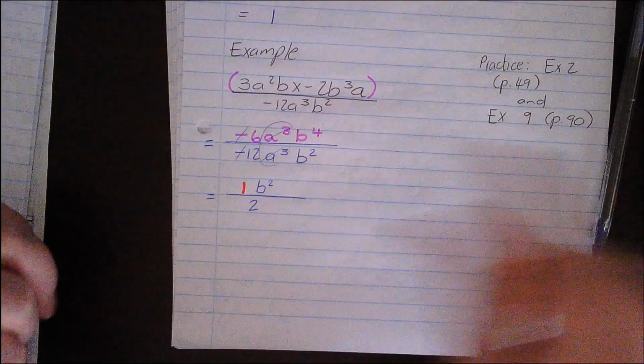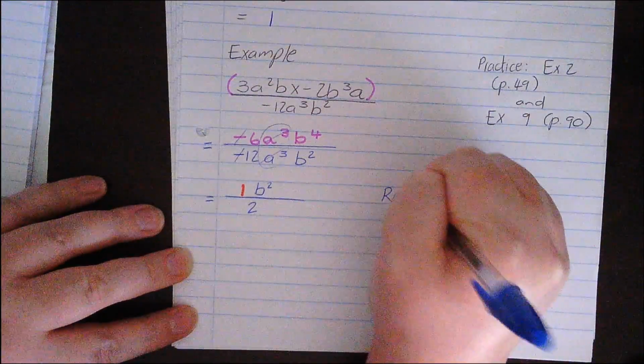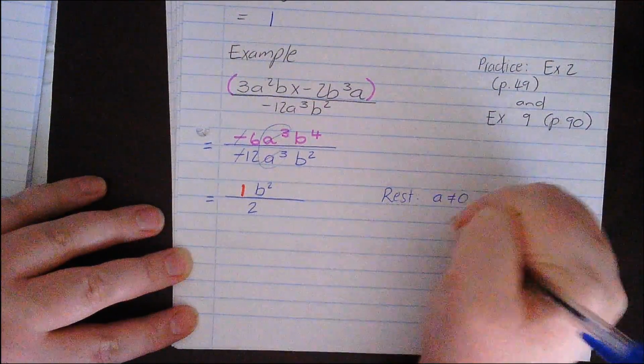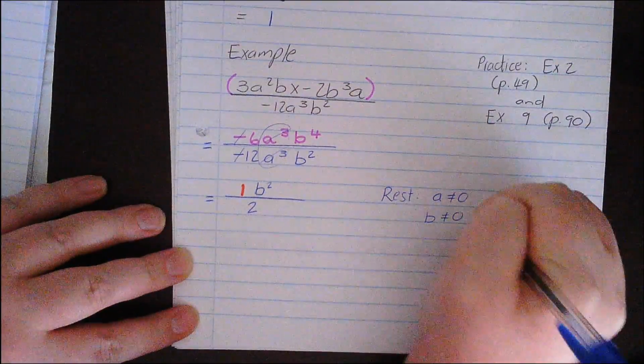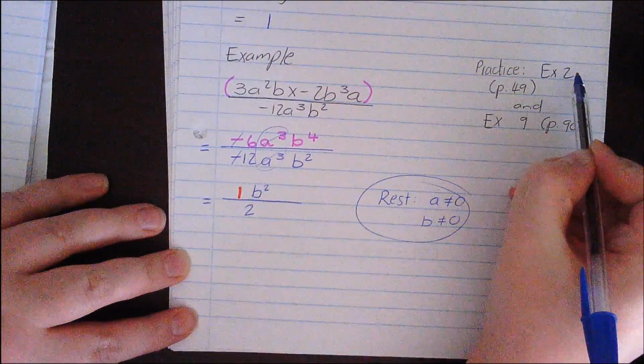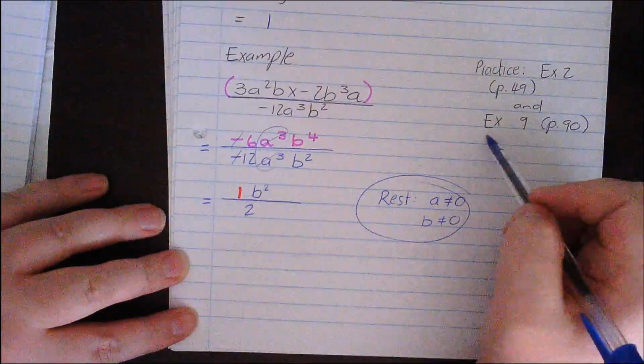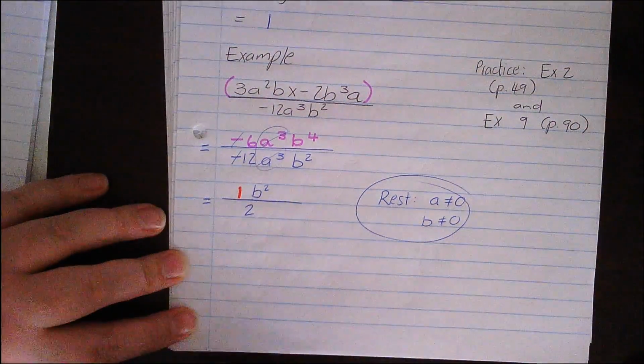And because we had a and b in the denominator, we're going to say the restriction is that a is not allowed to be 0 and b is not allowed to be 0. Alright, to practice this, you can do exponents exercise 2 on page 49 and algebra exercise 9 on page 90.